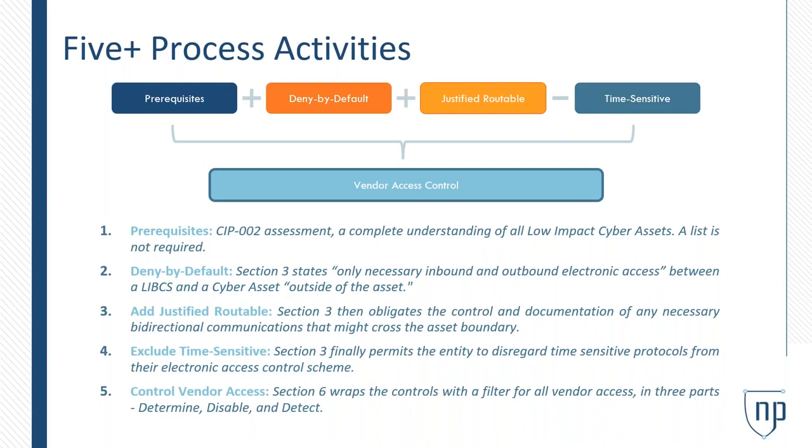But as you move into CIP-3, section 3, that adds, of course, to the orange, yellow, and darker blue box up at the top, that creates these processes. Well, how do you find out? You've got a deny by default rule. Well, that's very important, but how do you verify that? What's your evidence of that? Because when the audit comes, they're going to say, please demonstrate from your evidence how you have denied by default rules. Same thing with justified routable connectivity outside of that asset boundary, for lack of a better term. And then you can take out the time sensitive stuff.